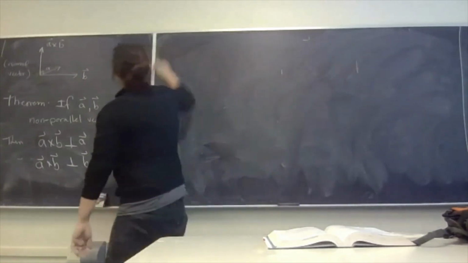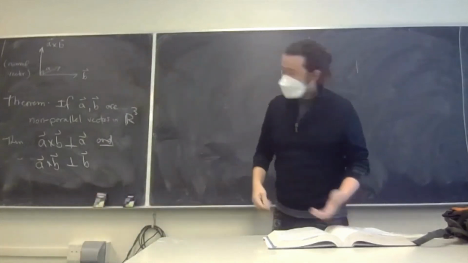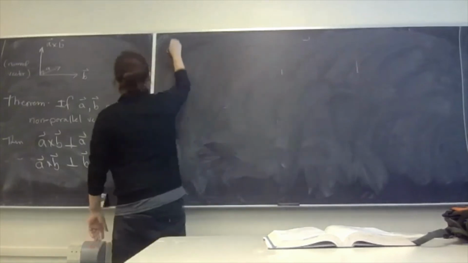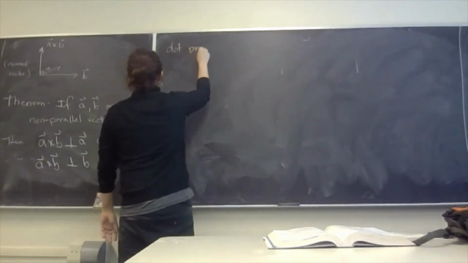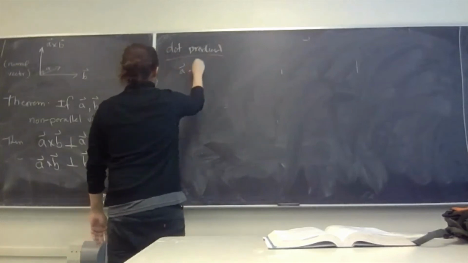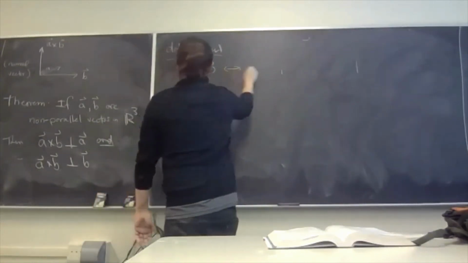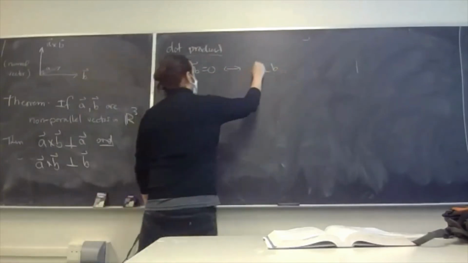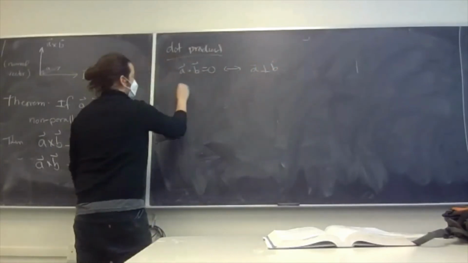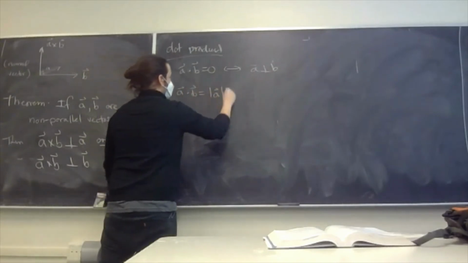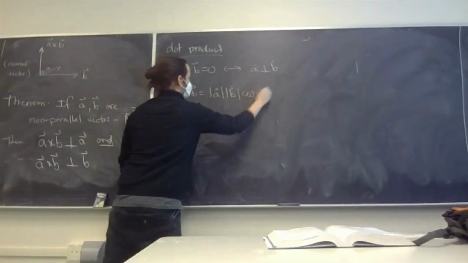Right, so we have another theorem here. The dot product has these properties, right? That if A dot B was equal to 0, then A was perpendicular to B. And we had the formula that said that the dot product told us about the cosine of the angle between two vectors.